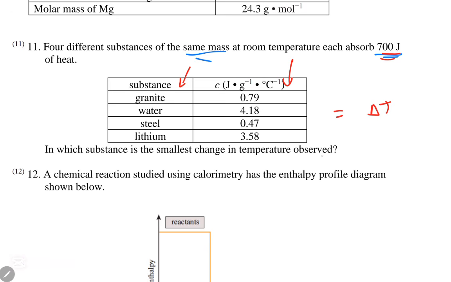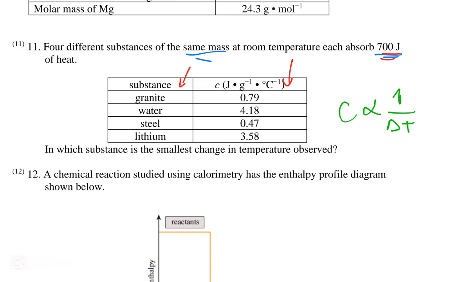We can say that c is inversely proportional to ΔT. What does this mean? This means the greater your c, the smaller your ΔT, okay? So, in which substance is the smallest change in temperature? You're going to say the four samples are of equal mass, therefore the substance with the greater specific heat capacity will experience a smaller change in temperature, okay?